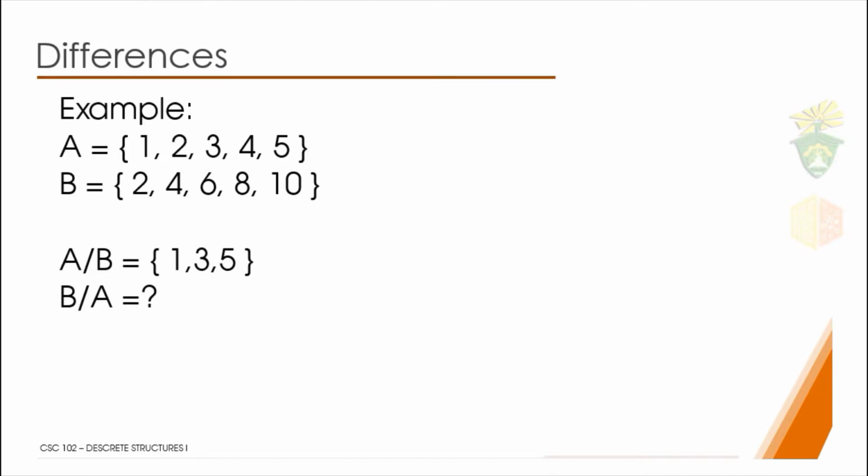Now what if B minus A? Basically it's just the same. We just deduct or remove elements found in A from B. So we have 6, 8, 10, since 6 is not found in A, 8 is not found in A, and 10 is not found in A. So that is the solution for B minus A.